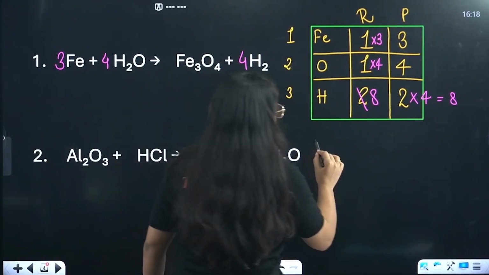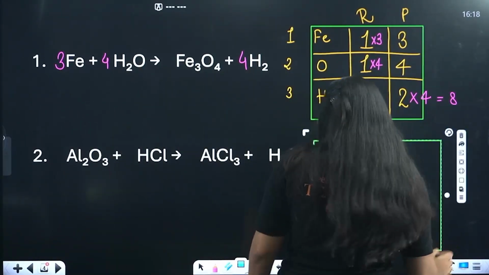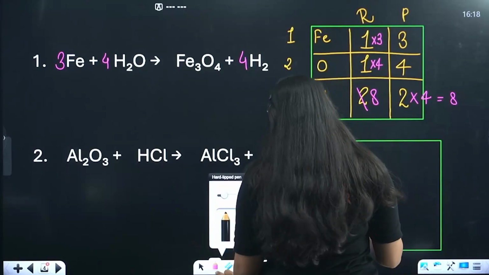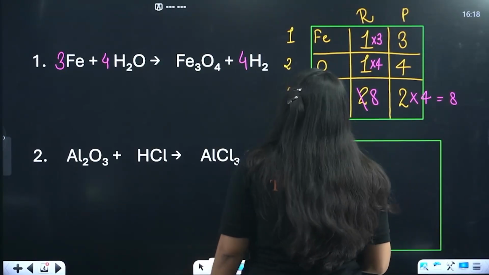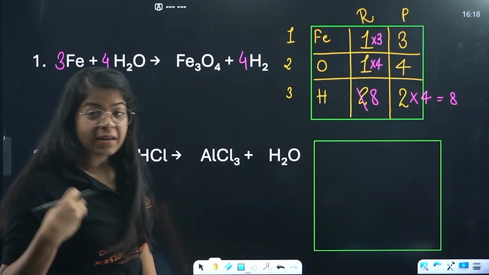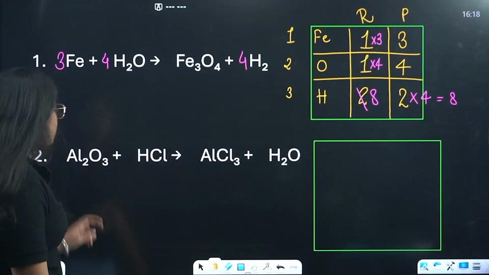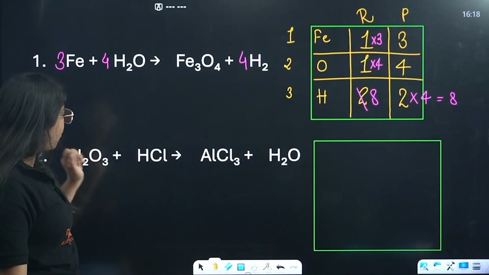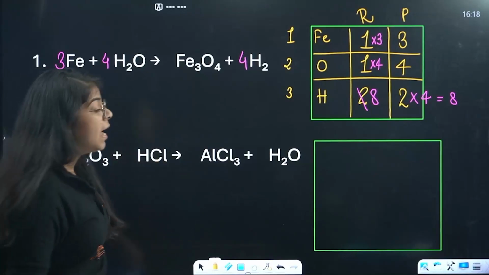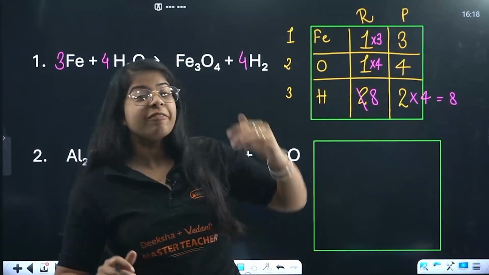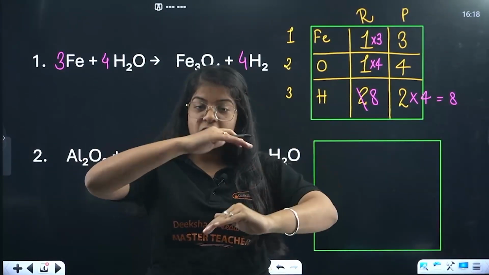Now again we'll make a table. With practice you will be able to do it without a table as well, but right now let's just practice and start understanding with the help of a table only. Done. So now we have Al, O, H and Cl. Now we'll write it in the order of metal, non-metal, oxygen, hydrogen.